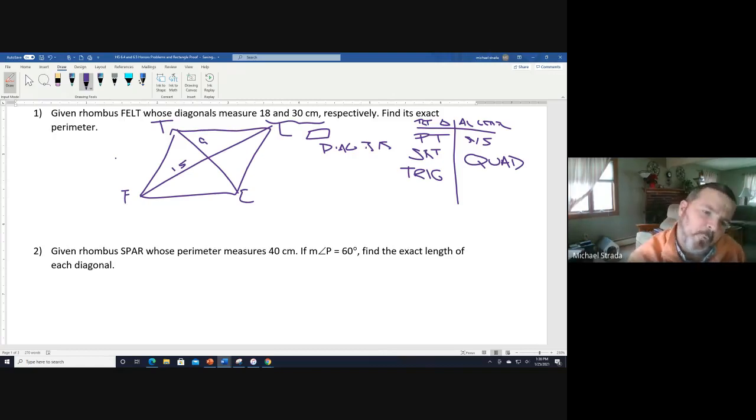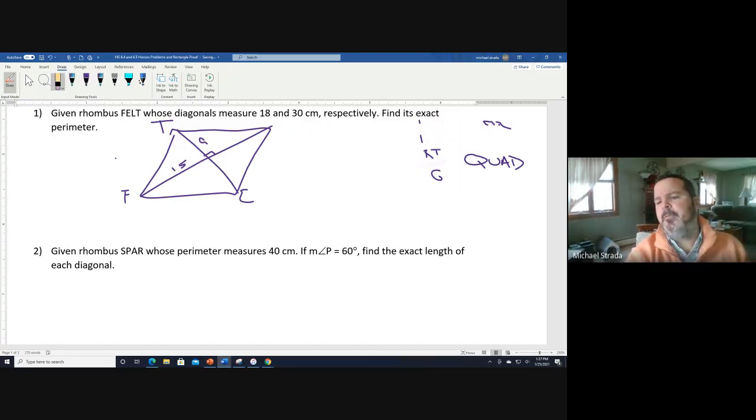Well, one of the things that makes a rhombus is the diagonals are perpendicular. So I put the right angle in at the point of intersection. They give me two sides of a right triangle. That tells me I'm going to use Pythagorean theorem.